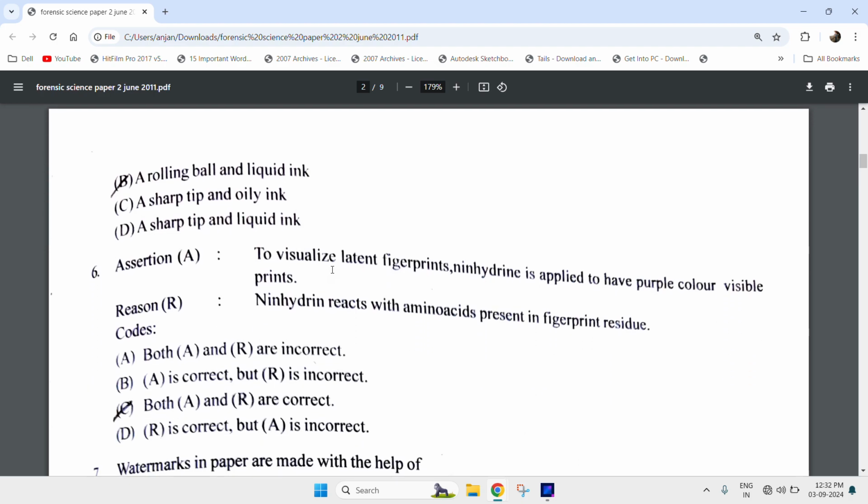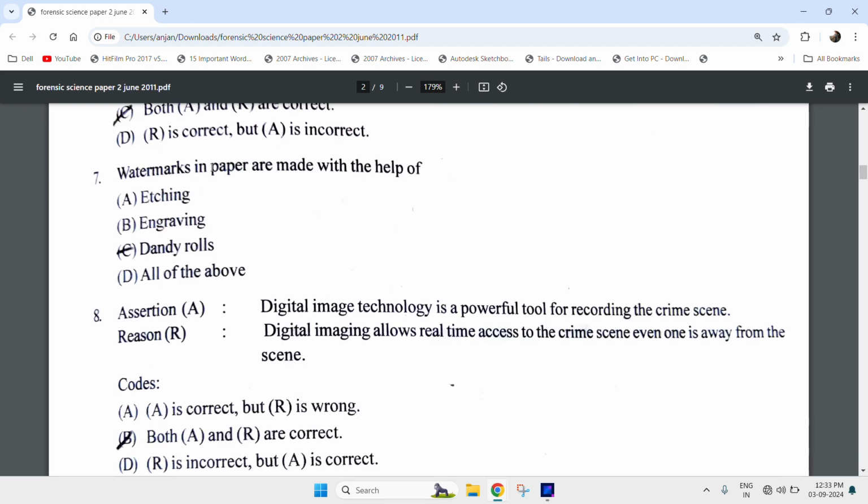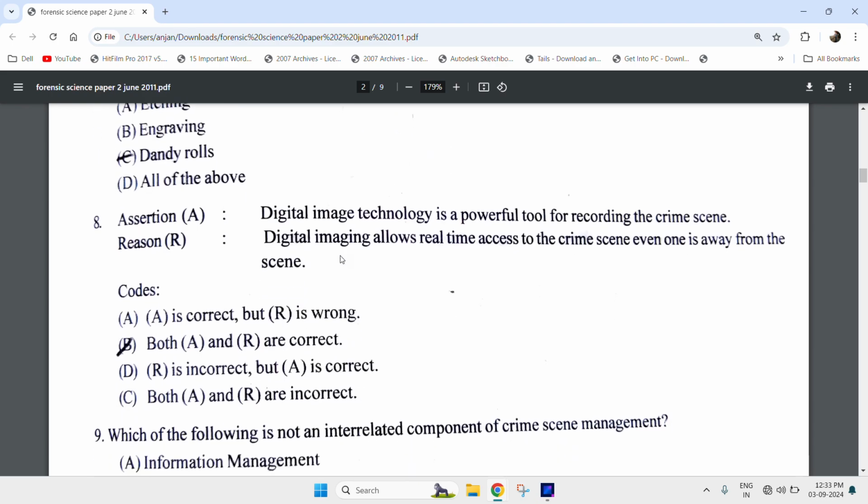Assertion A: In a latent fingerprint, ninhydrin is applied to get a purple colored visible print. Reason R: Ninhydrin reacts with amino acids present in fingerprint residue. Both A and R are correct. Watermarks in paper are made with the help of a dandy roll.